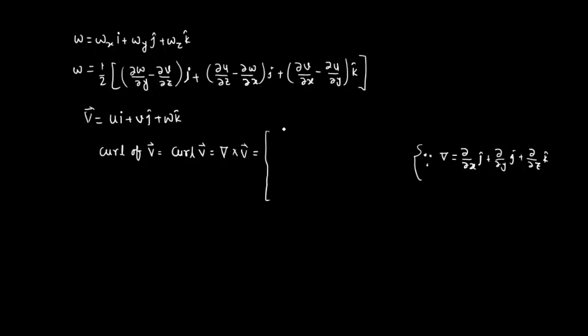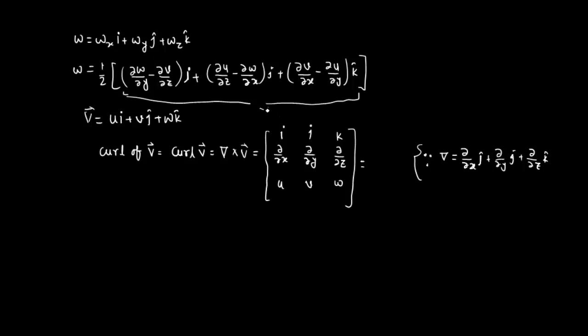So we can write this as i, j, k. The value of del is del by del x, del by del y, del by del z. The value of v is u, v, and w. So this vector multiplication will provide exactly this value. Means we can write omega is equal to 1 by 2 curl v, or 1 by 2 del cross v.